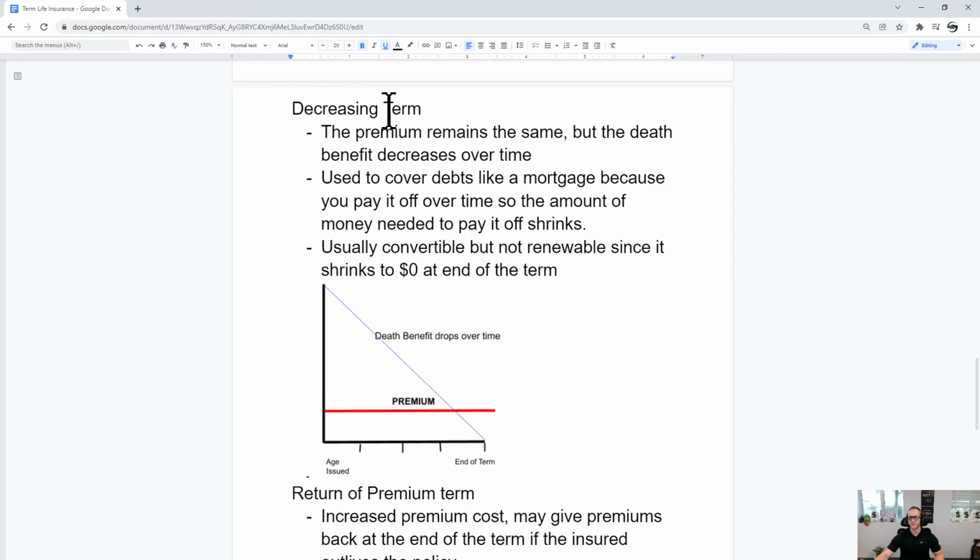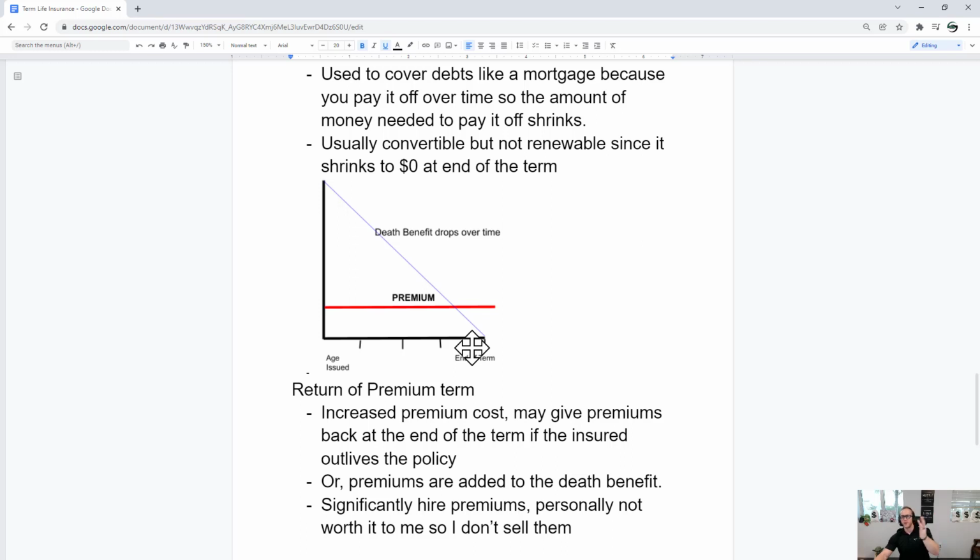Remember when we say level term and decreasing term, we're talking about the death benefit, not the premium. So the premium is always the same, but the death benefit decreases over time. So this would be used to cover a debt like a mortgage, because the death benefit shrinks over time. So at the end of the term, the death benefit's zero, right? Which is like a mortgage, at the end of the mortgage, the principal on the loan is zero.